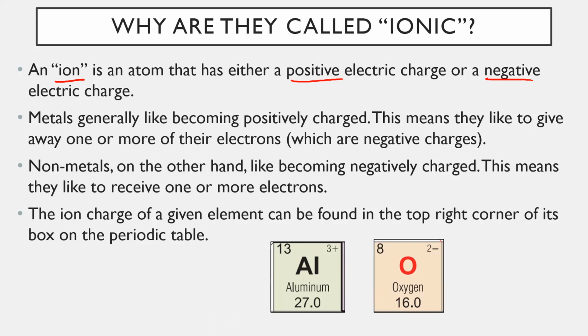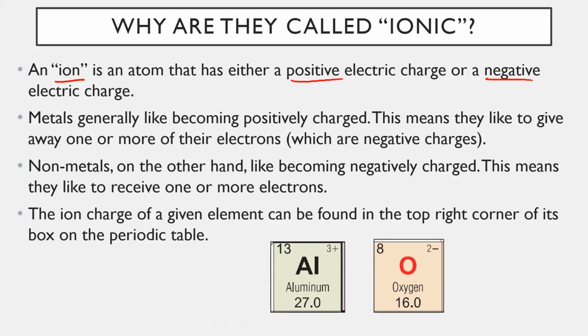Now, metals are kind of funny. Metals generally like becoming positively charged. It's just how they behave. Generally speaking, they want to become positive. What this means is they like to give away one or more of their electrons. Remember, electrons are the negatively charged pieces. So if you give away a negative, you're becoming more positive. And that's what metals like to do.